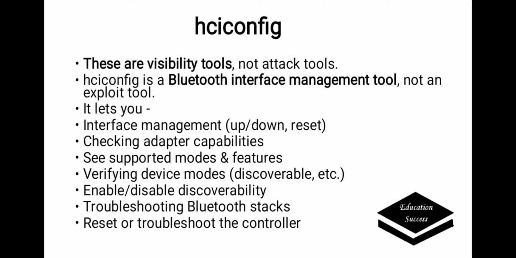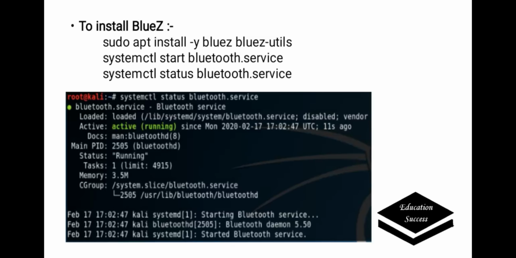Now we will see how to perform the practical on hciconfig. Before that, we have to install the BlueZ tool. To install BlueZ, we can use the command sudo apt install -y bluez, if BlueZ is not installed in your Kali Linux, but by default Kali Linux has it installed. If not, you can install it using the command sudo apt install -y bluez.